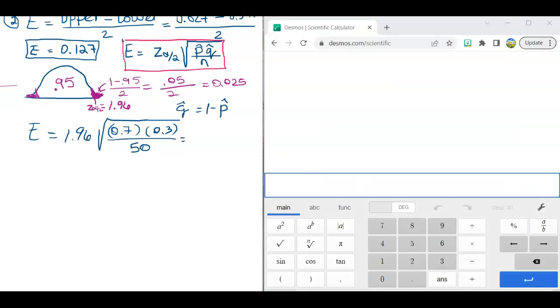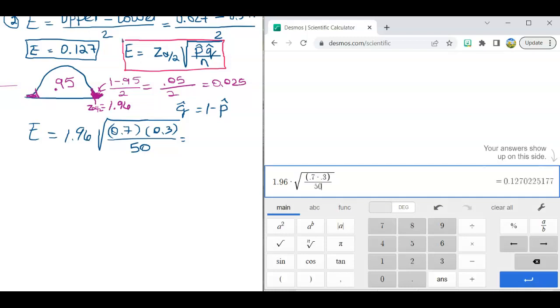I'm going to use the scientific calculator from the desmos.com website. Very convenient. You just type what you see in the formula and you don't have to worry about order of operations. 1.96 times square root of 0.7 times 0.3. Well, actually, we do need to worry about order of operations for fractions because we are multiplying the numerator first. So let's put it in parentheses and then click divide by 50. And here's the answer, 0.126. The same as we received from this formula, upper limit minus lower limit divided by 2.